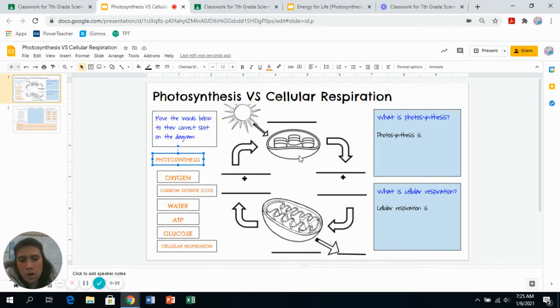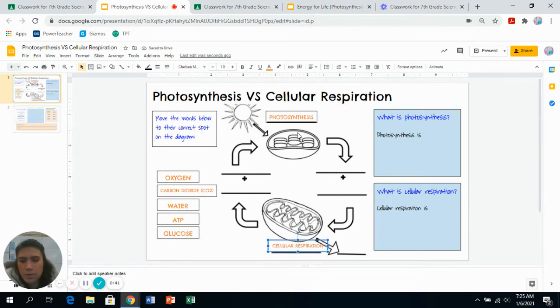So we know that between these two organelles, plants need sunlight. So we know that this one is going to photosynthesize, so we're going to go ahead and put photosynthesis up here. And that means that this one is going to be our cellular respiration, so we're going to put that down there.